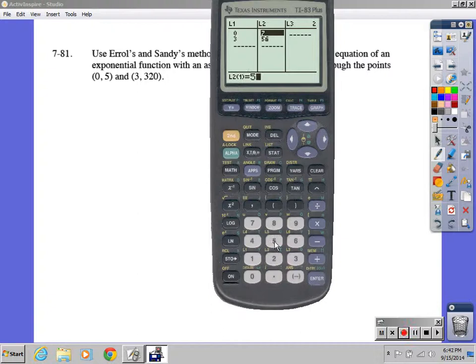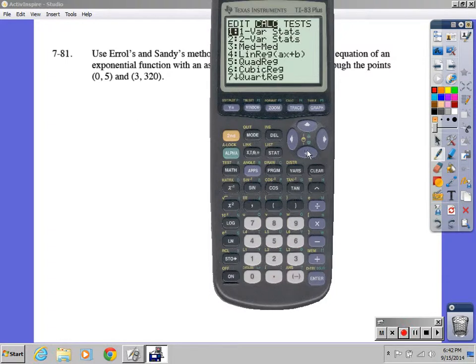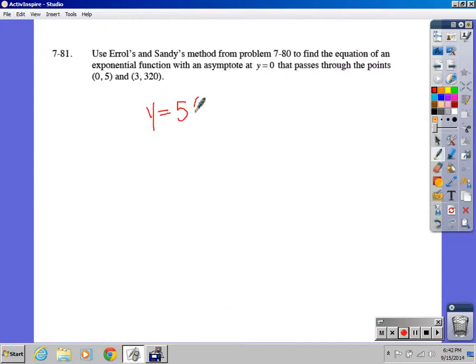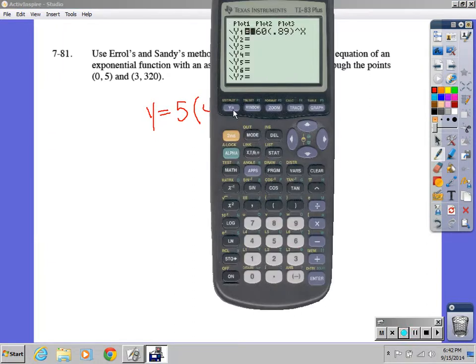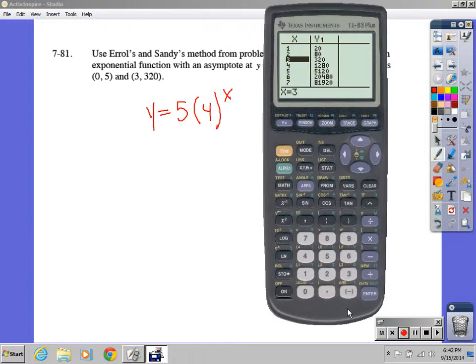You're not cheating. 5 and 320 are our 2 y values this time. So we're going to go stat, calculate, and this is exponential again. Enter. And we get our equation of 5 times 4 to the x. Now you can check yourself by going back into your calculator, going to y equals, typing your equation 5, 4, caret key, x power, go to the table and verify that your point 320 is in there. That would be just a quick check for that type of problem.